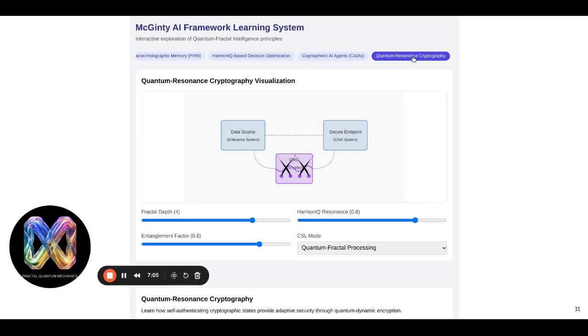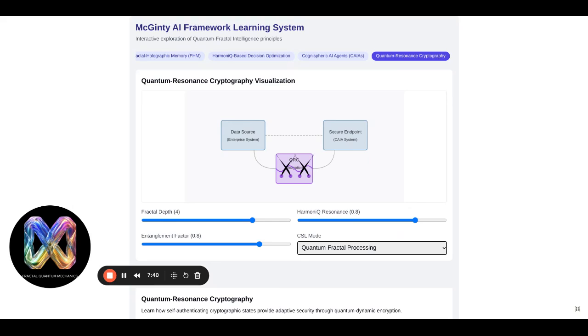Now let's look at Module 6, Quantum Resonance Cryptography. This final module demonstrates how the McGinty framework secures information through quantum resonance cryptography. The visualization shows data flowing between enterprise systems and being protected through QRC. When I activate quantum fractal processing mode, watch how the encryption key transforms from a static entry into a dynamic evolving pattern.